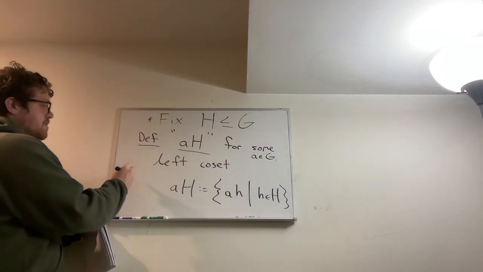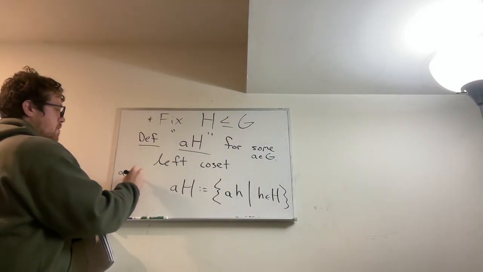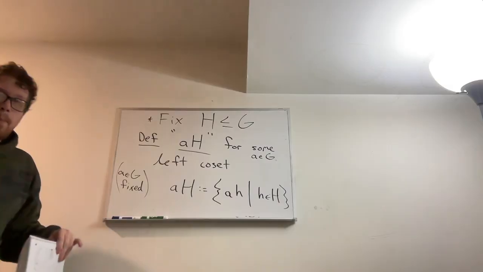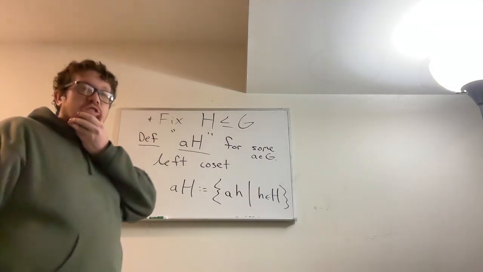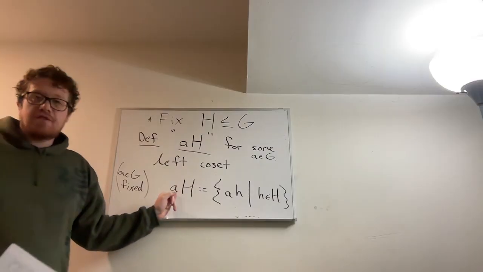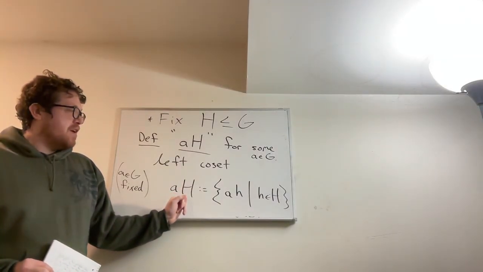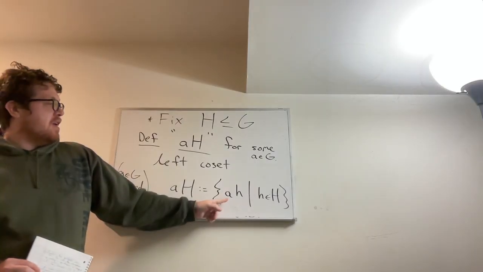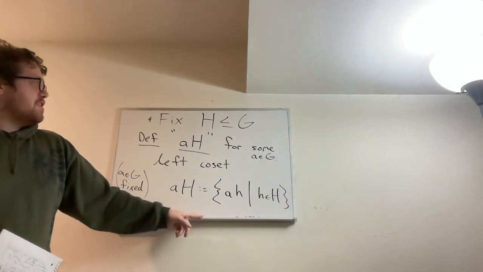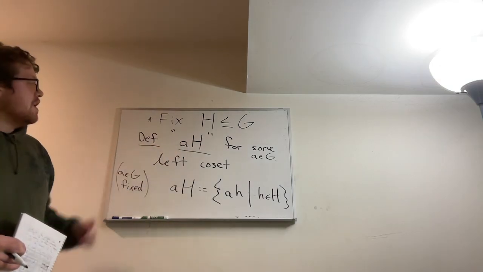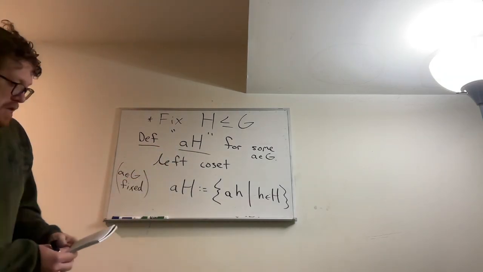Right, a is just fixed. So we fix some element in the group, a, and then we look at all the left translates of the subgroup H, or in other words, we take every element in H and multiply it on the left by a. We take the total collection of all these elements, and that's what this set is, aH. This is called a left coset.